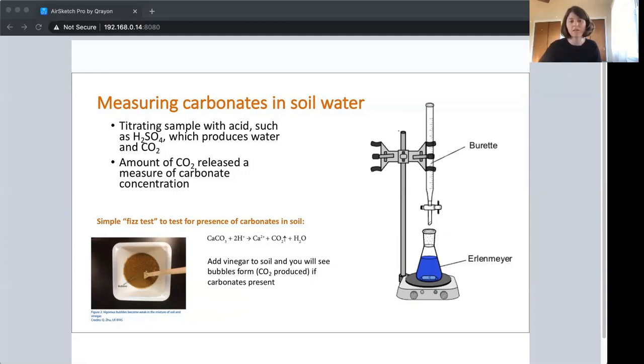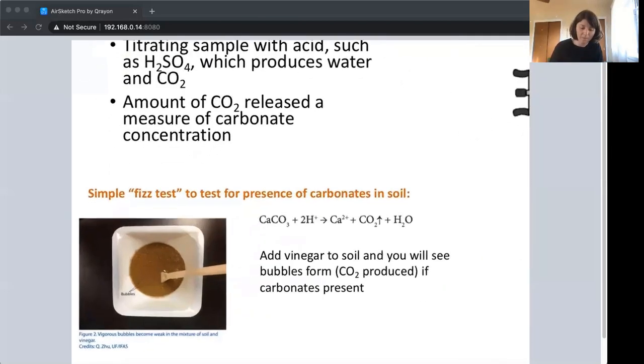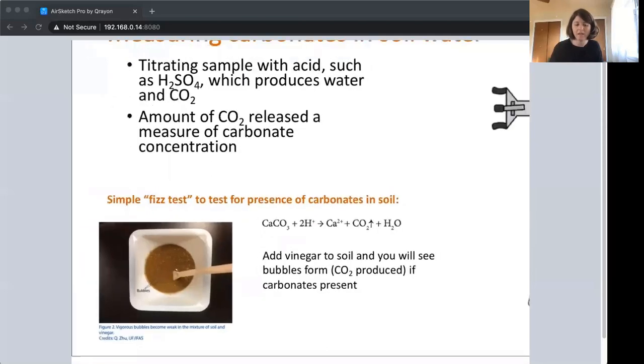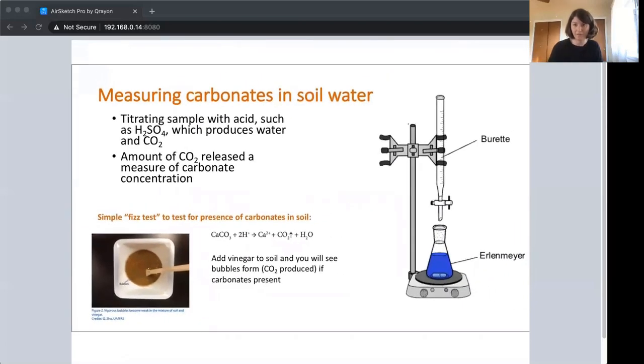And what's really neat is that you can actually do a very simple fizz test, or effervescence test, to test for the presence of carbonates in your soil. This is something you do to your soil itself, not the soil water, but you'd mix a bit of vinegar or a slightly stronger acid into your soil and see if bubbles form. If you have visible bubbling occurring, that is a visual confirmation of the presence of carbonates. So it's a very easy way of checking. But of course, there are ways of directly quantifying with this titration.